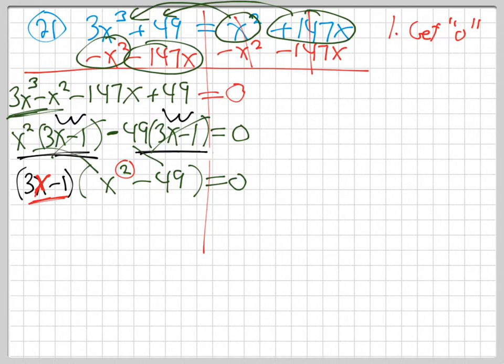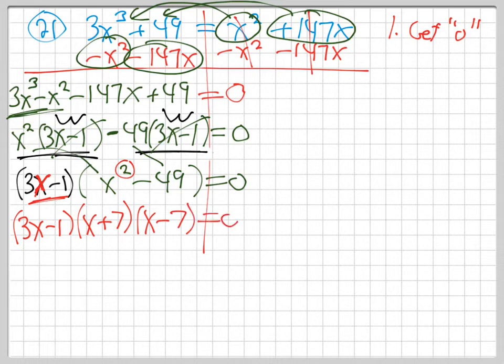X plus 7, x minus 7. It's a difference of squares again. It's a double-double, isn't it? So we have 3x minus 1, x plus 7, x minus 7 equals 0. And now that we got it all factored, you set each one equal to 0.